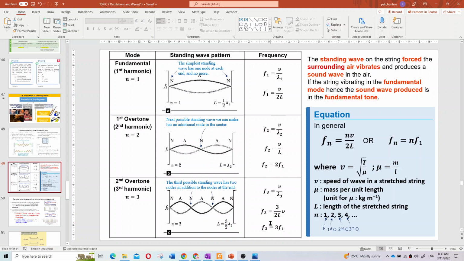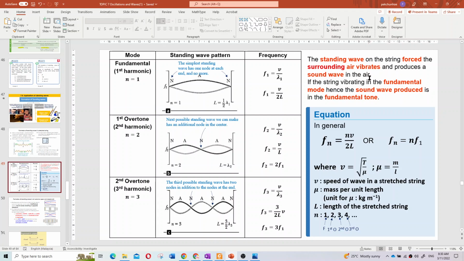If you see, this frequency is 3 times the first one. You see that? This one, the frequency is 3 times the fundamental frequency. This one is 2 times the fundamental frequency. This is the first thing I want you to see first. So the standing wave formed on the string forces the surrounding air to vibrate and produce a sound wave in the air.